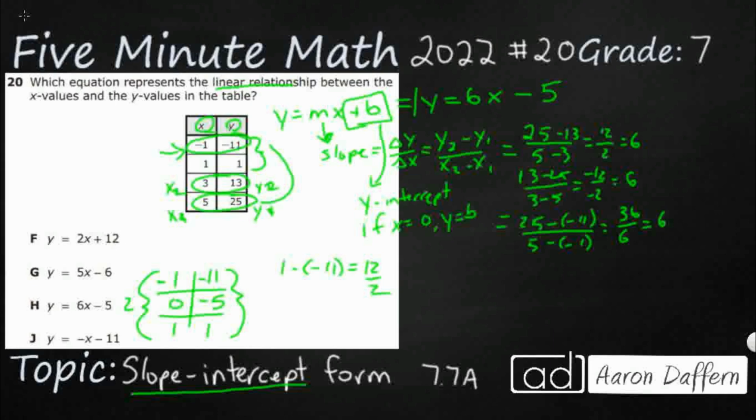And so here is my final slope-intercept form: y equals 6x minus 5. If you want to double check this, plug in any of these x and y coordinates and they will work. And so my answer is H.